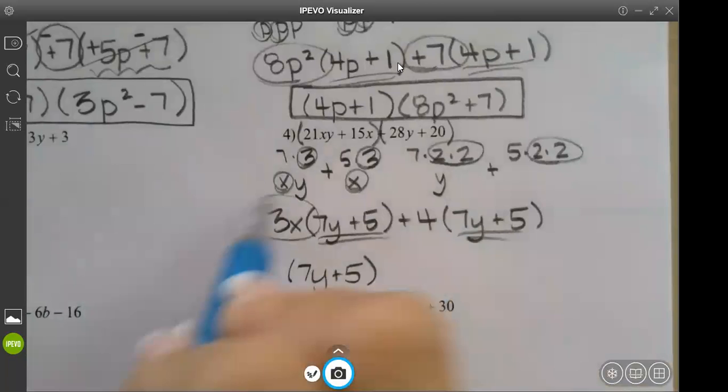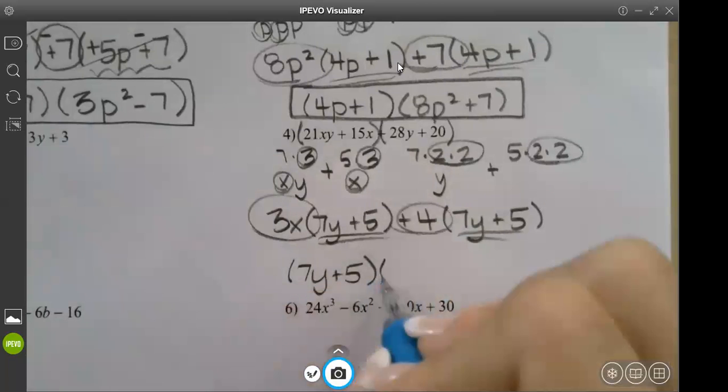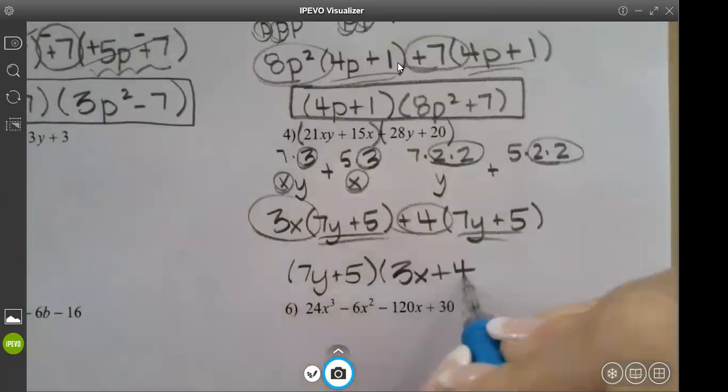And then what is outside of the parentheses? The 3 and the 4. So 3x and a plus 4.